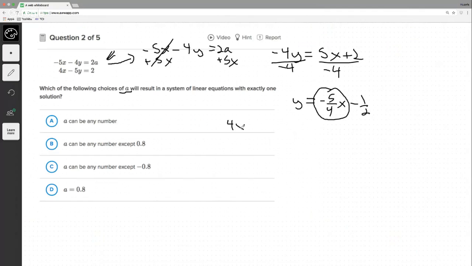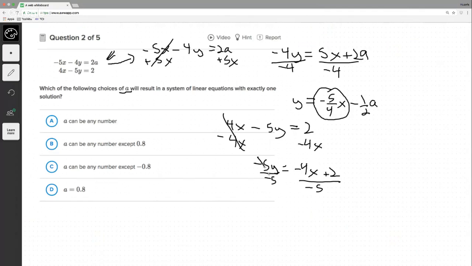We've got 4x minus 5y equals 2a. We're going to subtract 4x from both sides. Oh, wait, I forgot the a. This is 2a, and then this goes away. We get negative 5y equals negative 4x plus 2a. Divide both sides by negative 5. We get y equals 4/5 x. It becomes positive, right? Negative and negative cancels out. This stays negative because we only have one negative here.